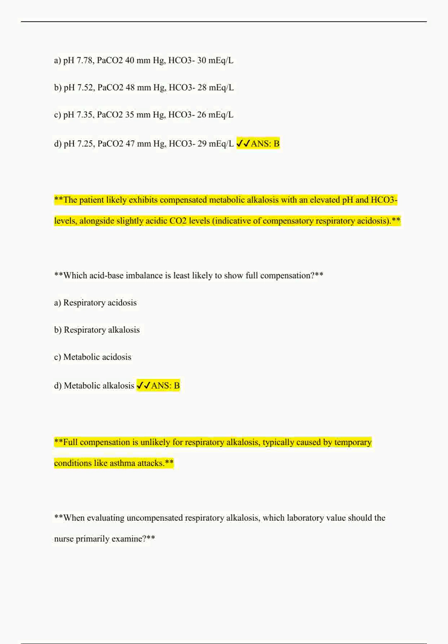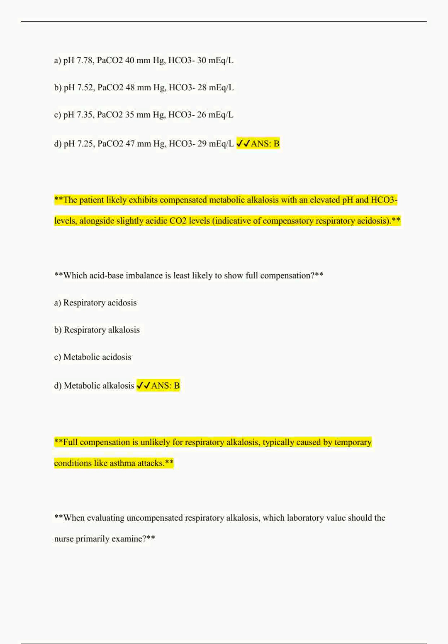B. The patient likely exhibits compensated metabolic alkalosis with an elevated pH and HCO3 levels alongside slightly acidic CO2 levels indicative of compensatory respiratory acidosis.